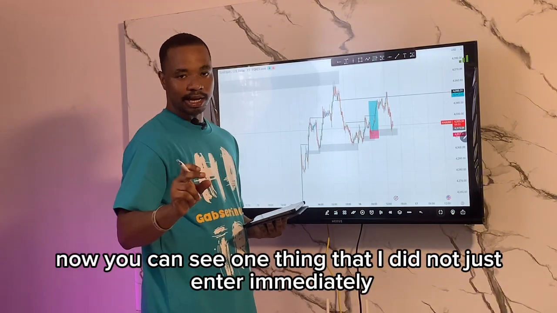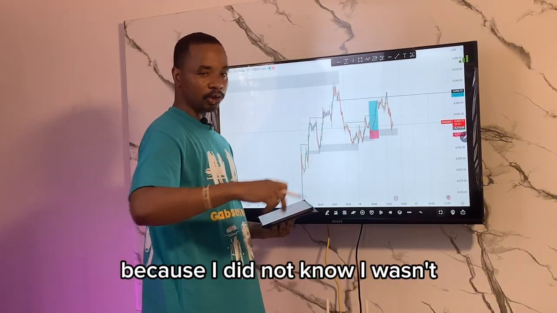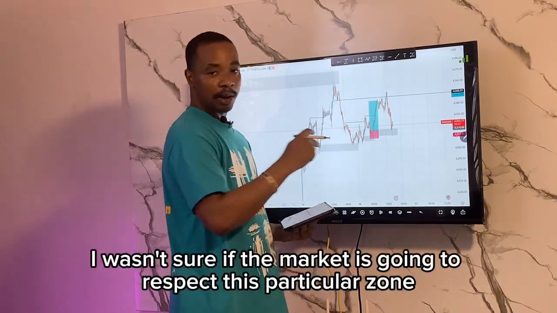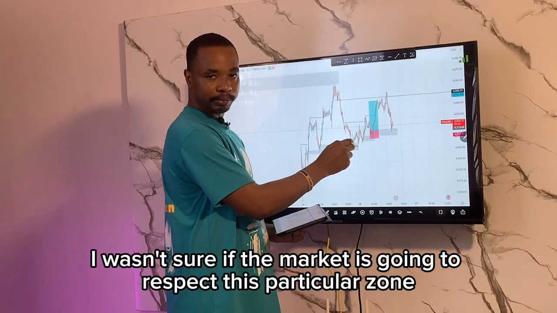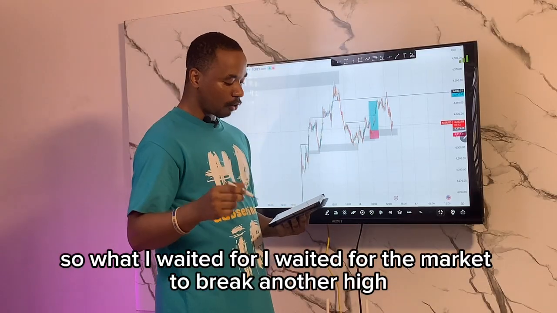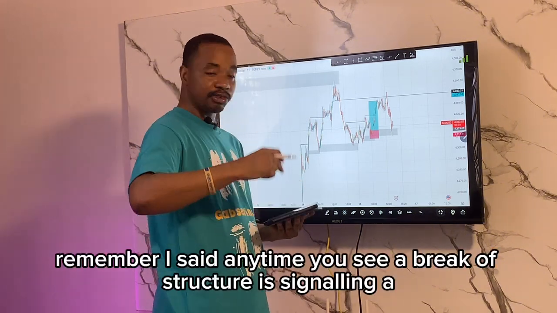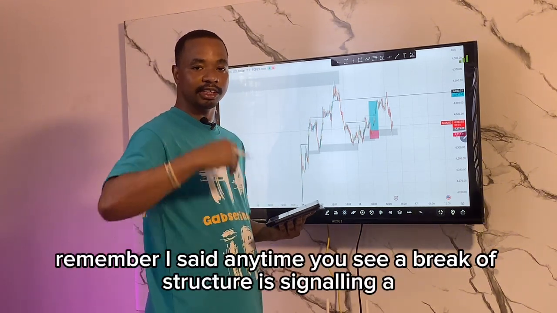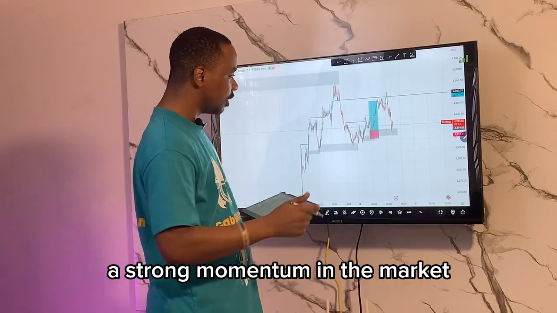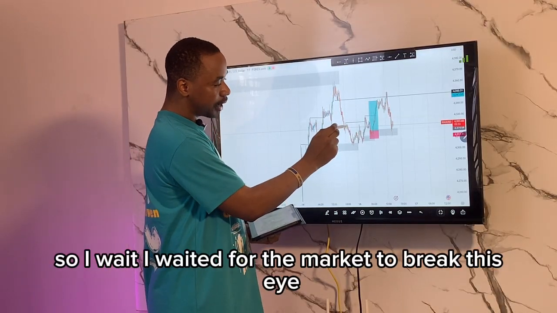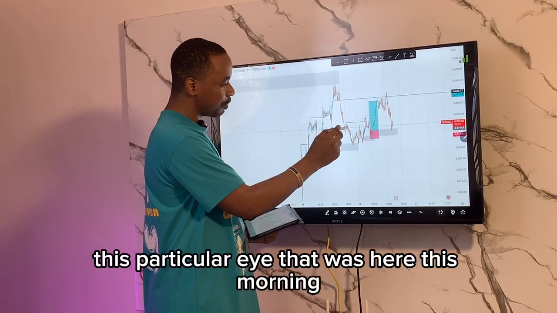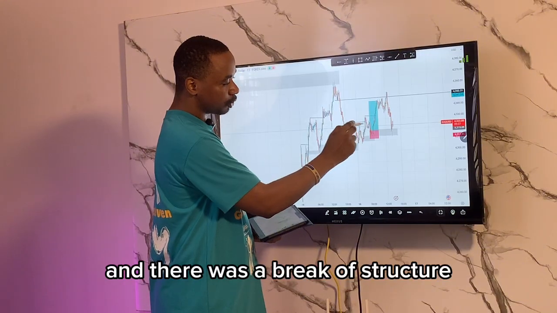Now, you can see one thing, that I did not just enter immediately, because I wasn't sure if the market was going to respect this particular zone. So I waited for the market to break another high. Remember I said anytime you see a break of structure, it's signaling a strong momentum in the market. So I waited for the market to break this high that was here this morning, and there was a break of structure.